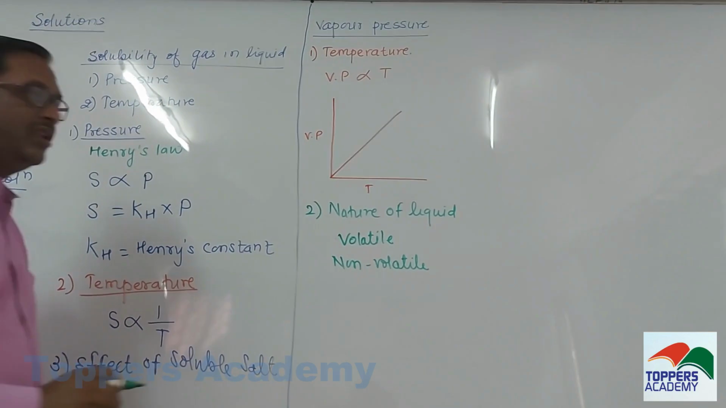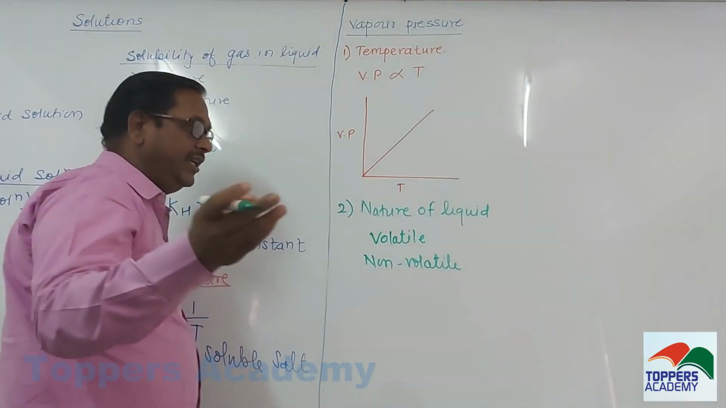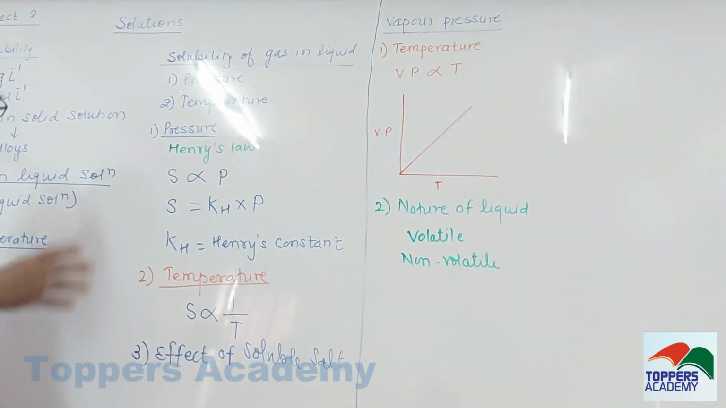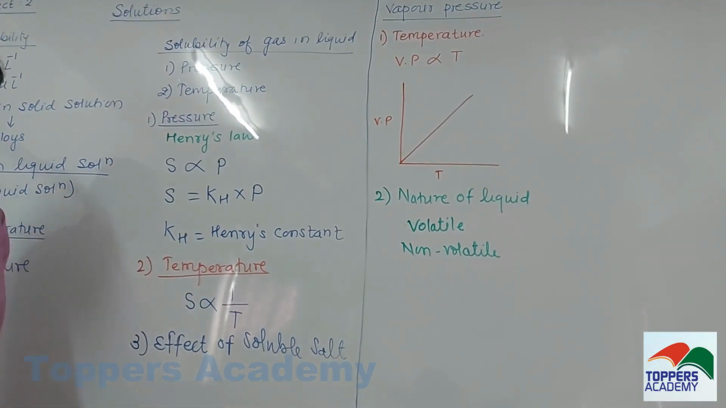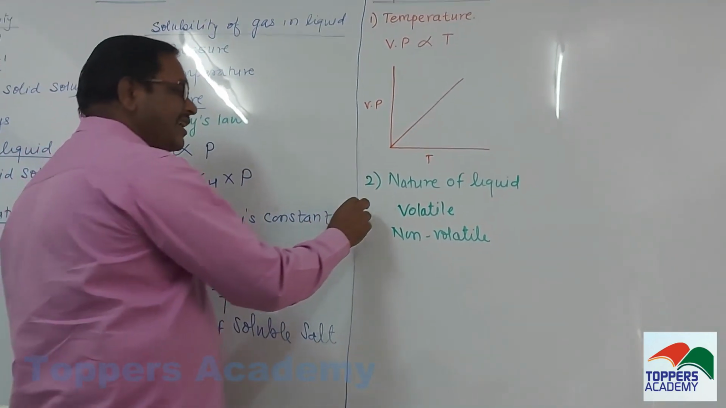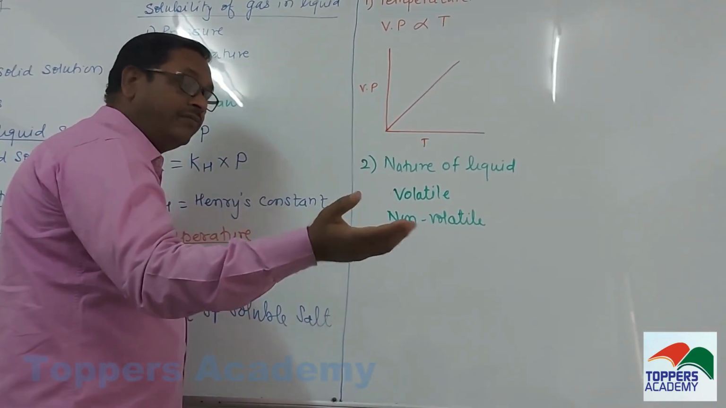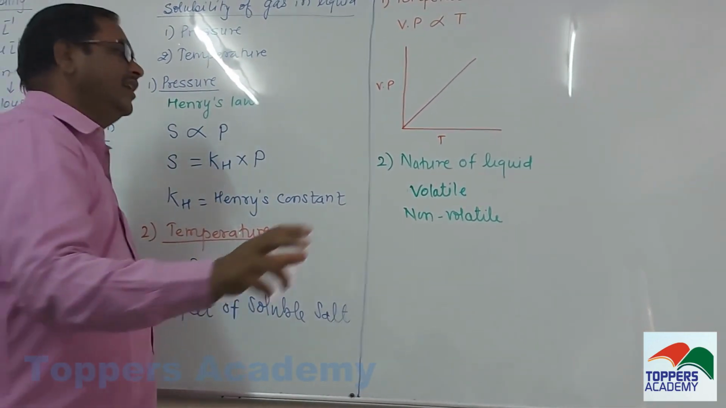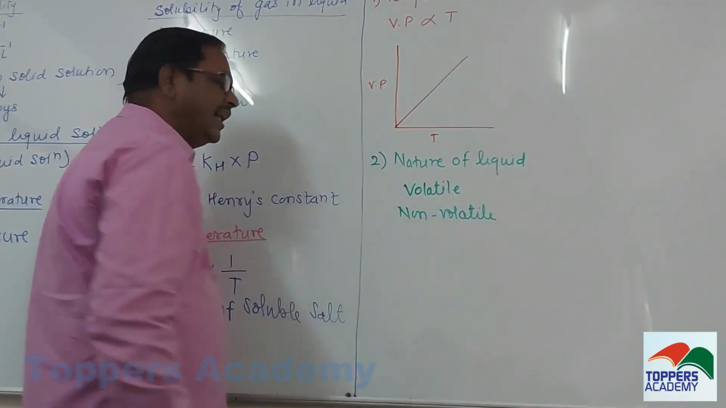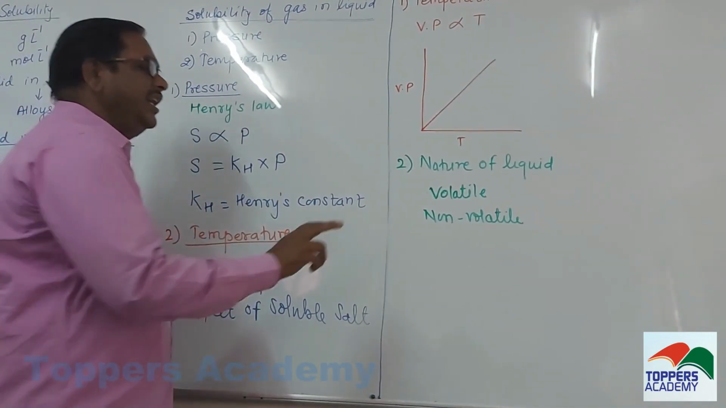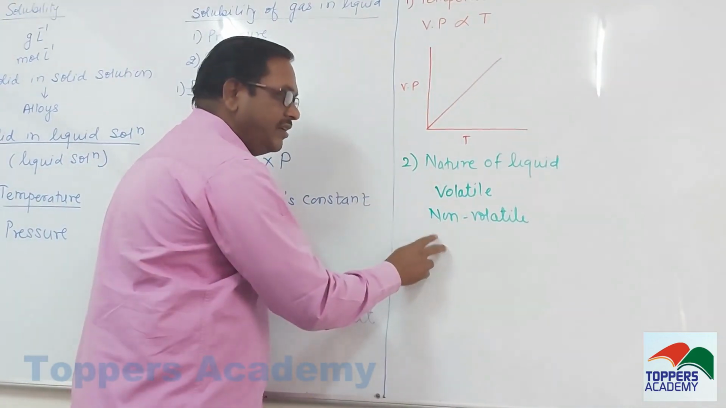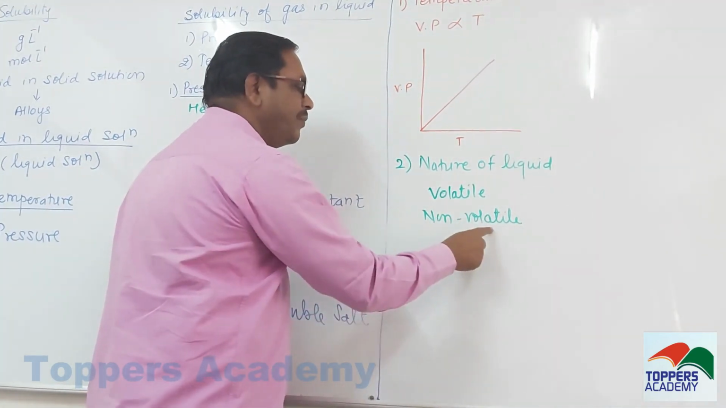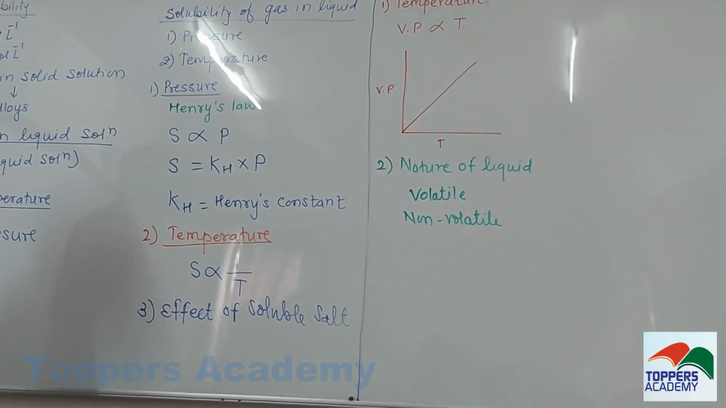For example, ethyl alcohol or petrol is volatile, water is non-volatile, and therefore what is the effect of this nature of liquid here? Now remember, volatile liquids are easily converted to vapor form. Therefore, the vapor pressure of volatile liquid is more than the non-volatile liquid. In this way, the nature of liquid also affects it, that is, the vapor pressure of volatile liquid is more than the vapor pressure of non-volatile liquid.